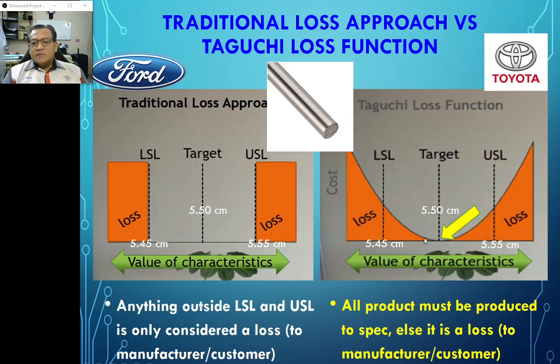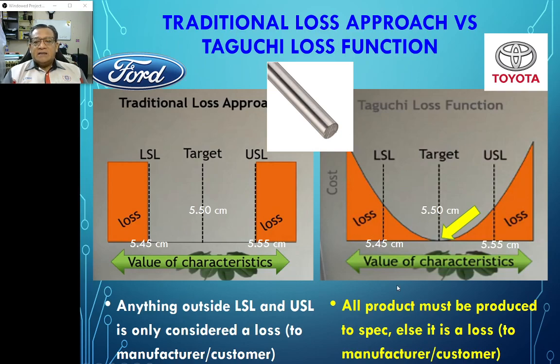Even a deviation as small as 5.48 is still considered a loss to the customer. If it is slightly bigger, it is still considered a loss. So the loss to the customer is still measured, even though it deviates slightly. Whereas in the traditional approach, you can deviate very much and it is still not a loss until above 5.55, and if you deviate slightly smaller, it is still not a loss until it is smaller than 5.45.